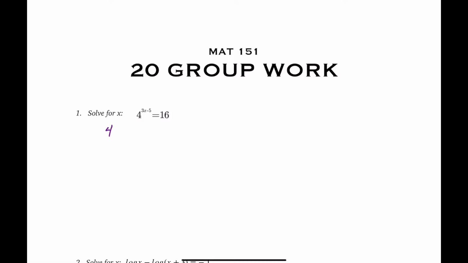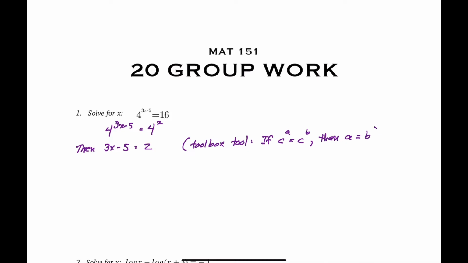Here is an example of the group work that you're going to have available to you a day before the class that it's due in, so you can have a look. Typically with the group work, I also attach videos that will help you do this. In this case, I am making sure that the base of both sides is the same, and then I have a toolbox tool. Basically, these are things that I will be giving you that will be mathematical reasons why you can do things. Here I write if c to the a is equal to c to the b power, then a is equal to b.